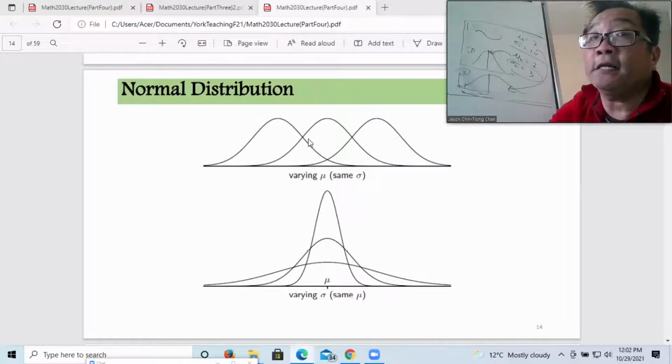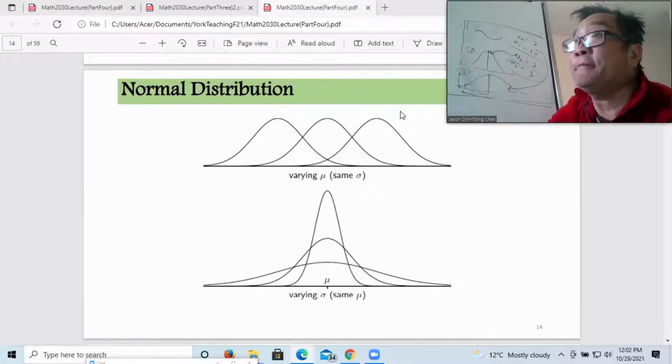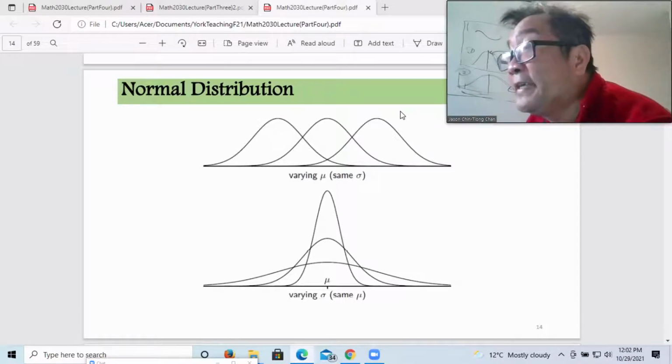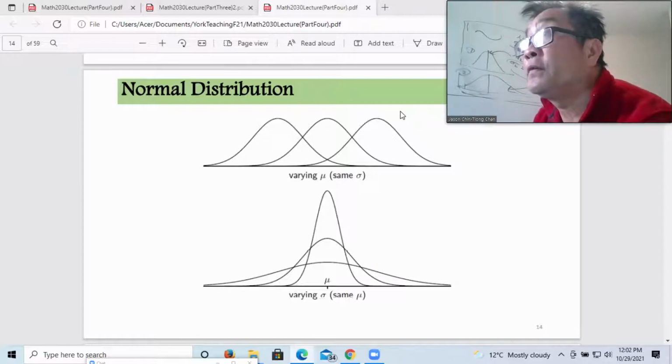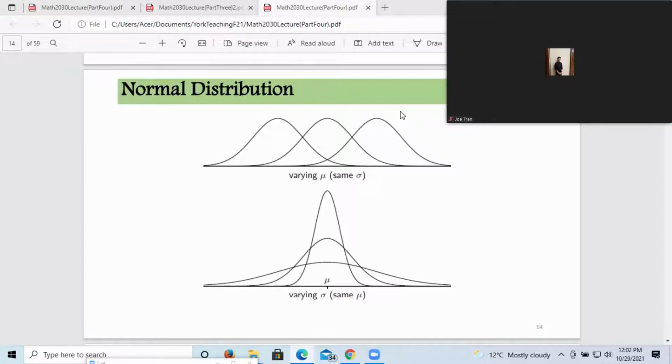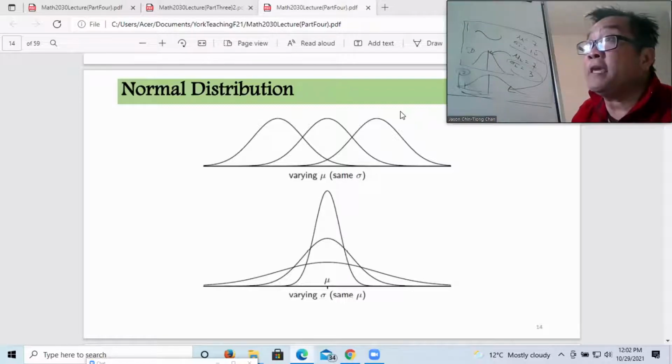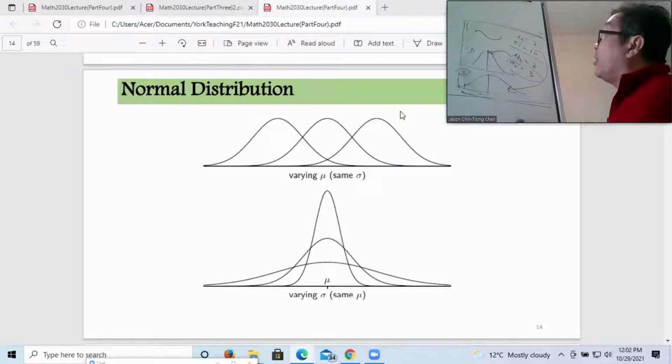So the mean tells us the location. If you studied data management in high school, anyone? Yes? Okay. The calculation of mean, the calculation of median, what do they call it?